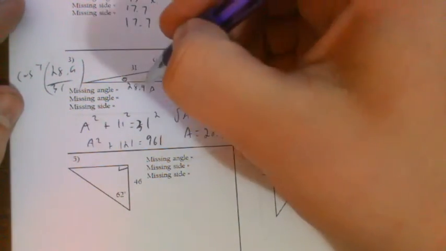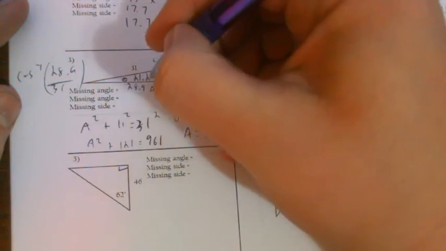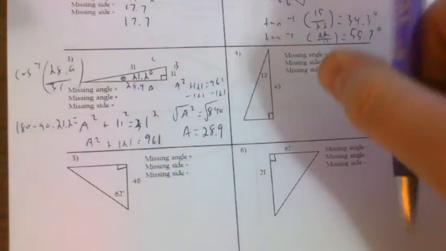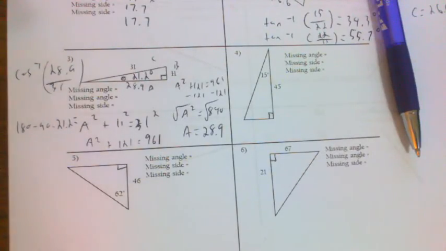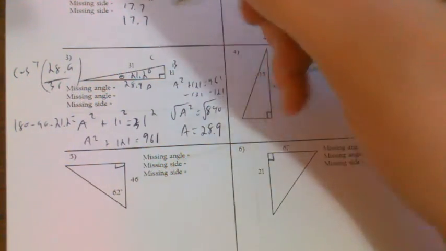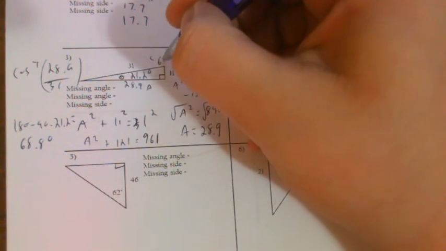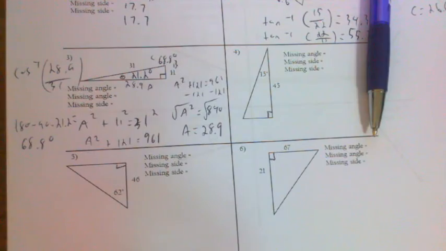All right, and we get 21.2 degrees. Now we can find this angle pretty easily by saying 180 minus 90 minus 21.2 will give us the angle. So this much plus 90, and then 180 minus that: 68.8 degrees. So then this angle up here is 68.8 degrees. So that's how we solve that one.